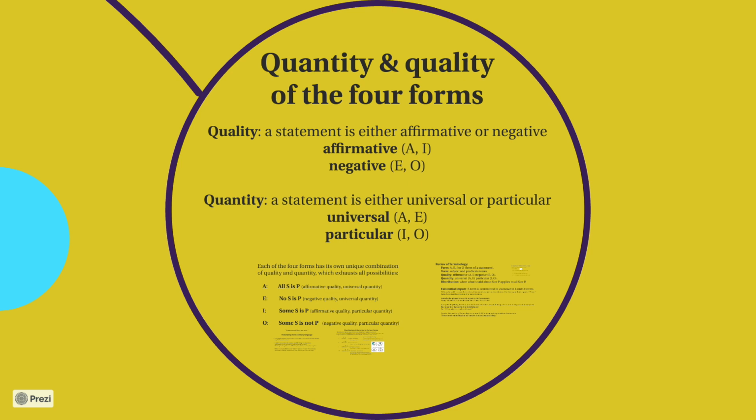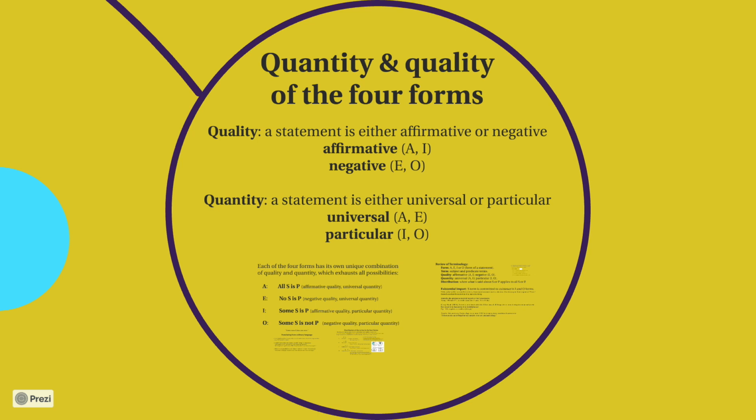So we've made two distinctions then, one between quality and one between quantity. A statement of quality is a statement that is either affirmative or negative. And the statement of quantity is a statement about a particular thing, or all things. And to say no thing is to speak of all things. So our A and I propositions are affirmative: all S are, or some S is. While our E and O statements are negative: no S are, or some S are not.